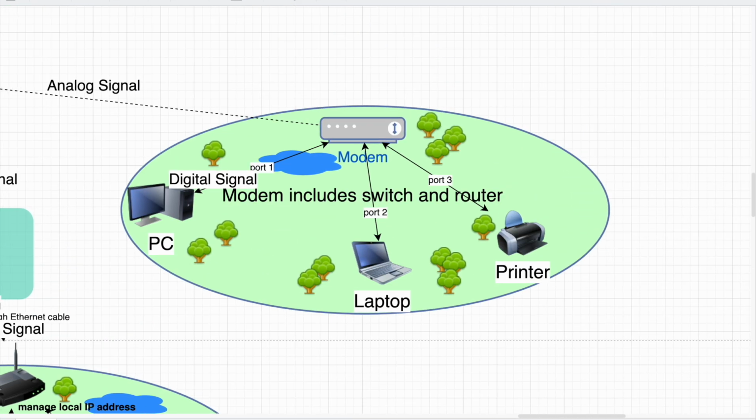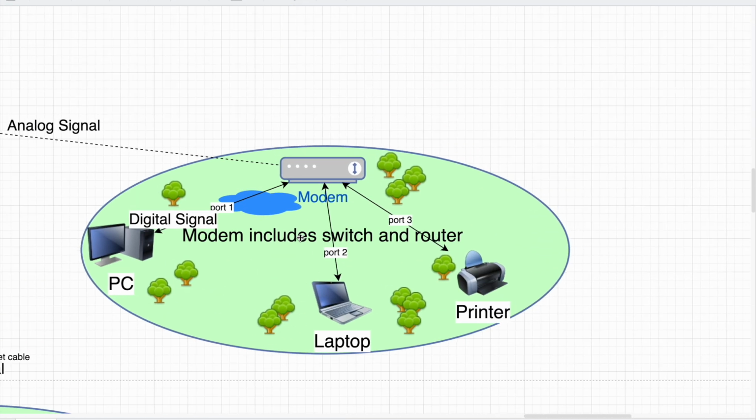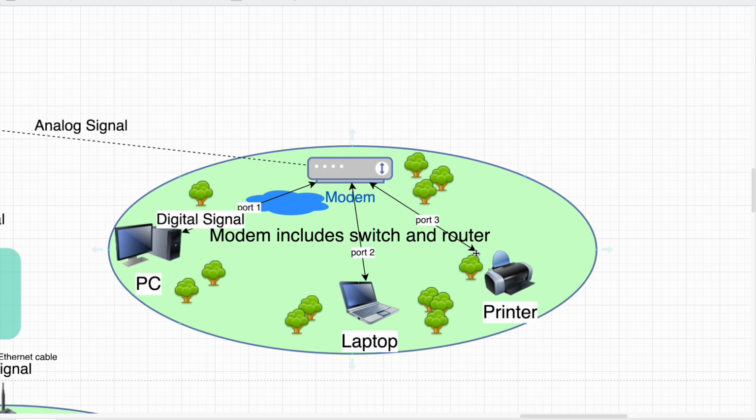Then let's see the next house. This house has only a modem. The modem includes the switch and the router also. Here the modem itself has the ports because the switch is also built into this modem, and we connect multiple devices. Nowadays, from modems we connect through Wi-Fi, wireless. This modem itself has a Wi-Fi adapter that is used to connect devices without any ethernet cable.